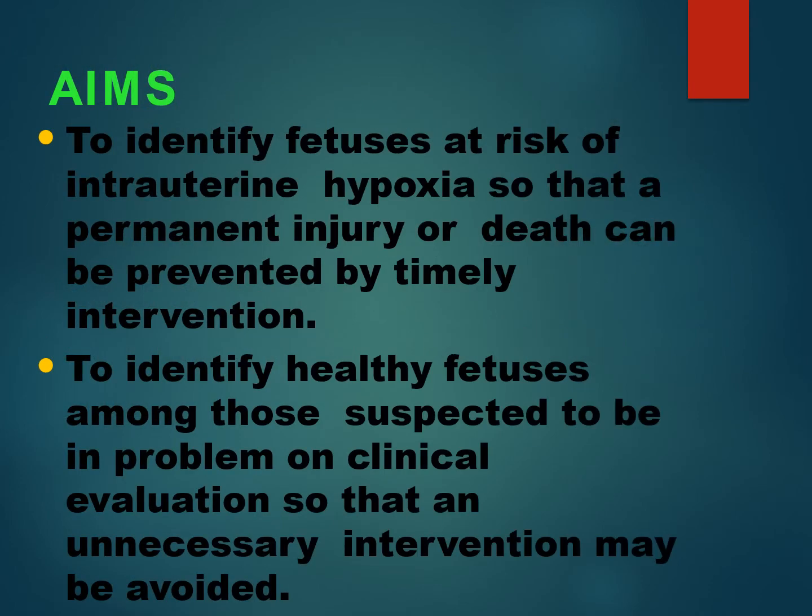The aim of this is to identify fetuses at risk of intrauterine hypoxia, so that we can intervene in any pregnancy that is at risk of permanent injury or death for the baby, plus to identify the pregnancies that are not at risk of intrauterine hypoxia or death, so we will avoid any unnecessary intervention.